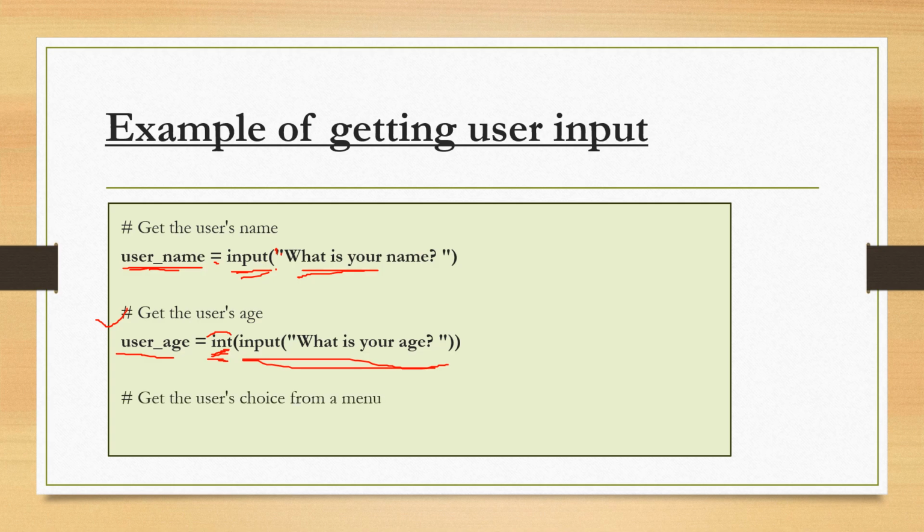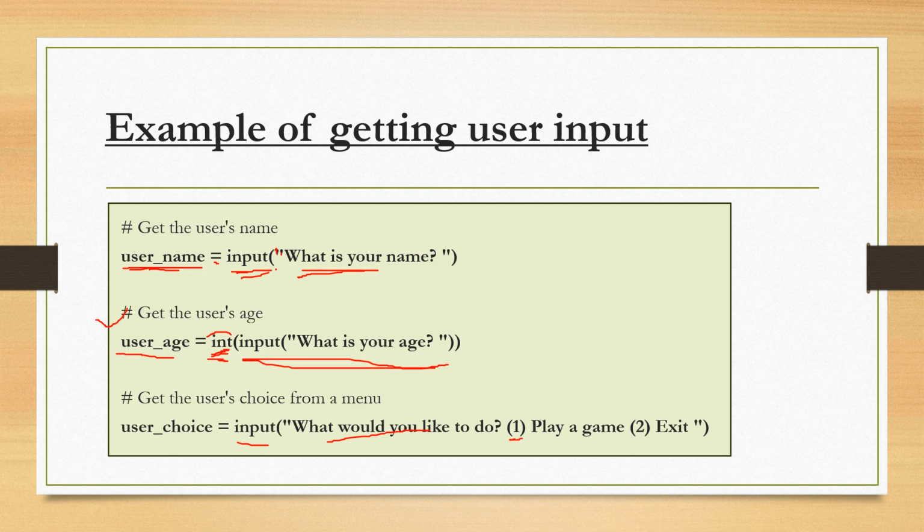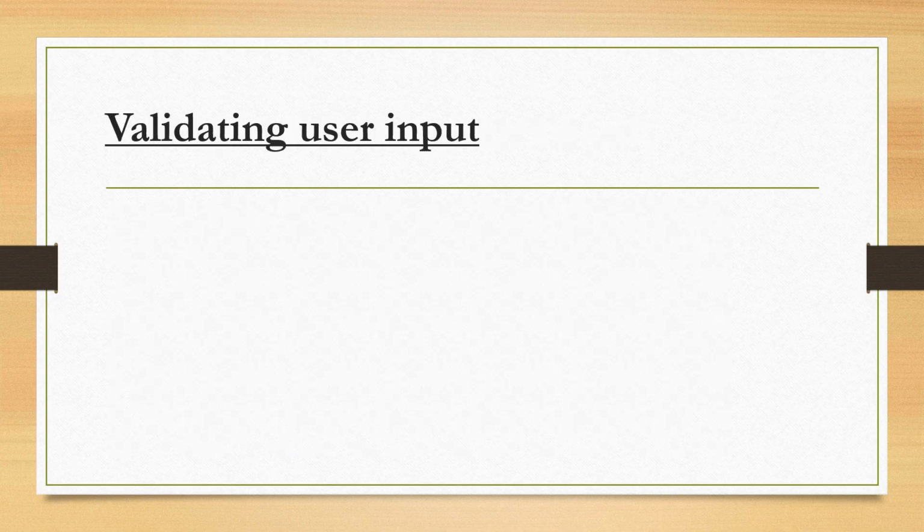Now for getting the user choice from a menu, we use this. So we are providing this input, then we are asking what would you like to do. Now we are providing one option. If he or she wants to play a game, then he will press 1, otherwise he will use 2 to exit the game. So this is a simple program we have seen here.